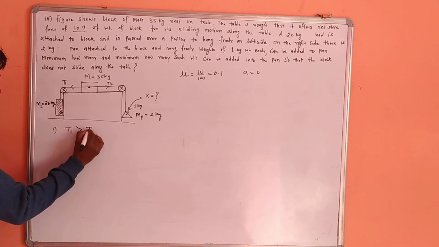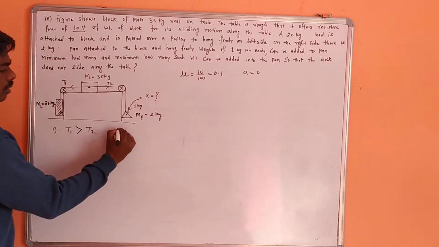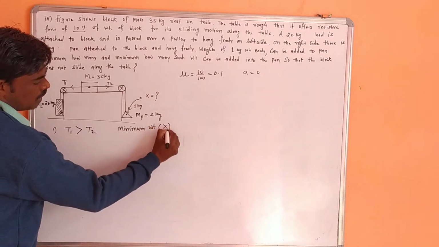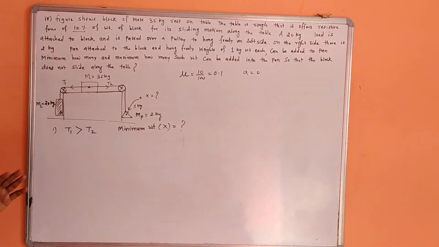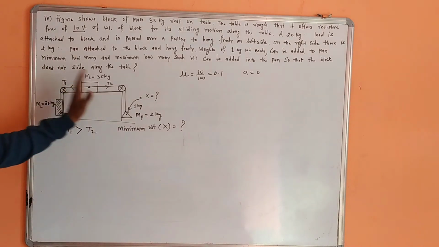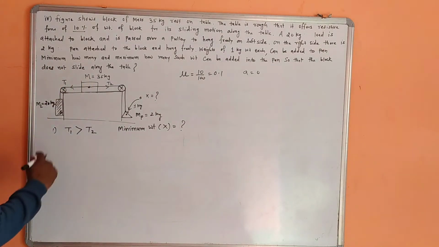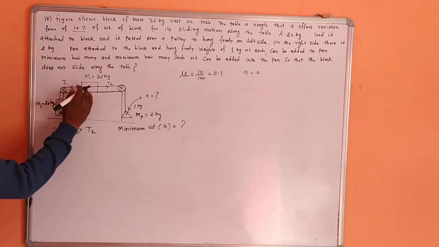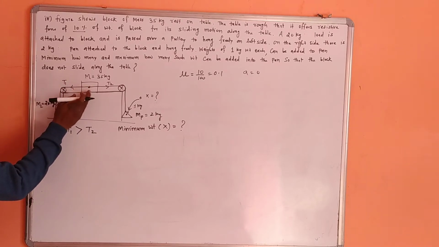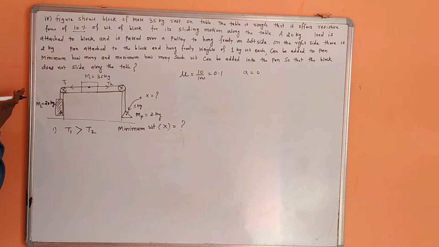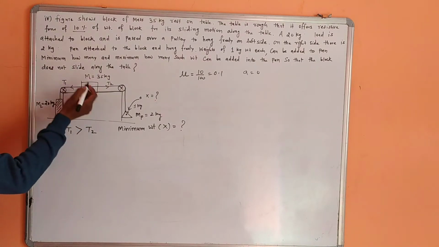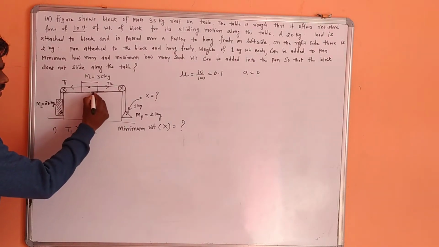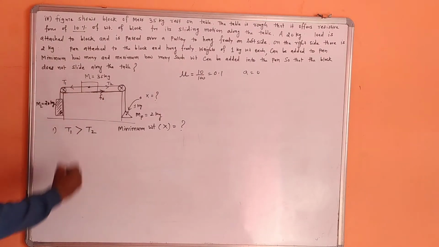For T1 greater than T2, we get the minimum weights that we are going to add in the pan so that this mass does not slide. So what will be the equation for this free body diagram? T1 is greater than T2. When T1 is greater than T2, obviously this block will move towards this side and the frictional force will always act opposite to motion. That means the frictional force Fs will be acting on this side.